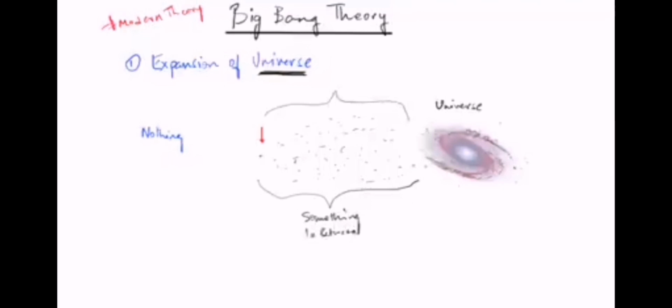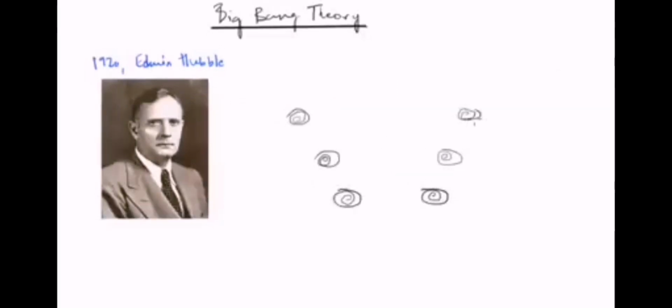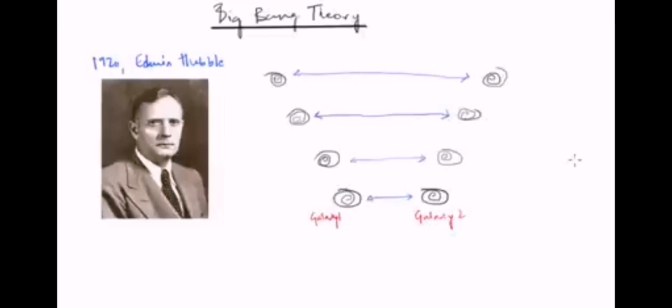So, how did we come to this conclusion? In 1920, Edwin Hubble provided evidence that the universe is expanding. Edwin Hubble is the same person after whom the famous Hubble Space Telescope is named. He said that as time passes, galaxies move further and further apart. There is an experiment associated with it.